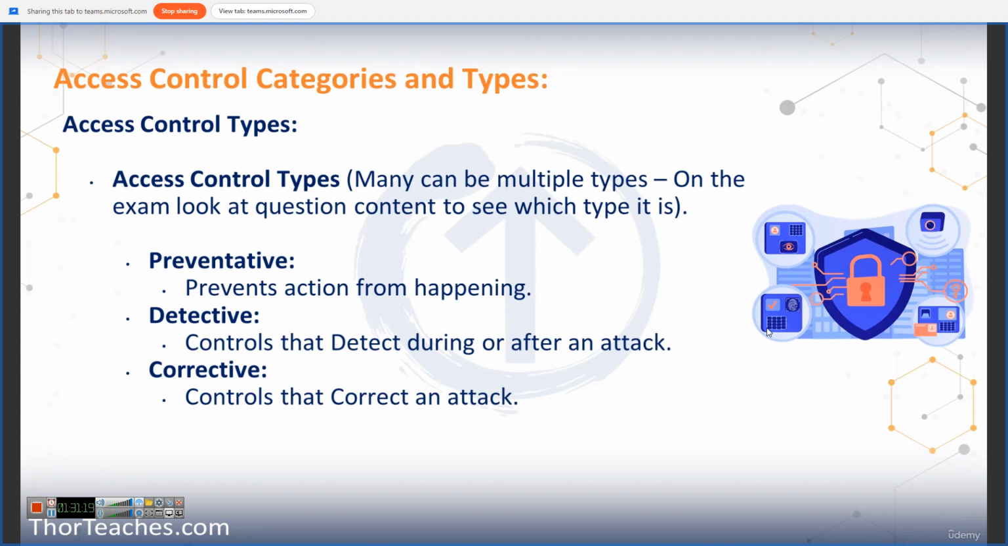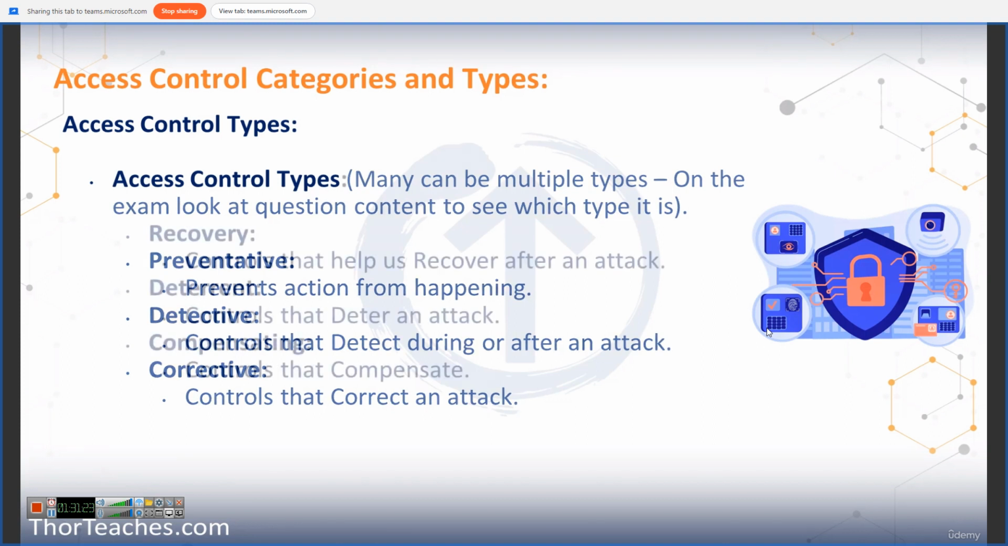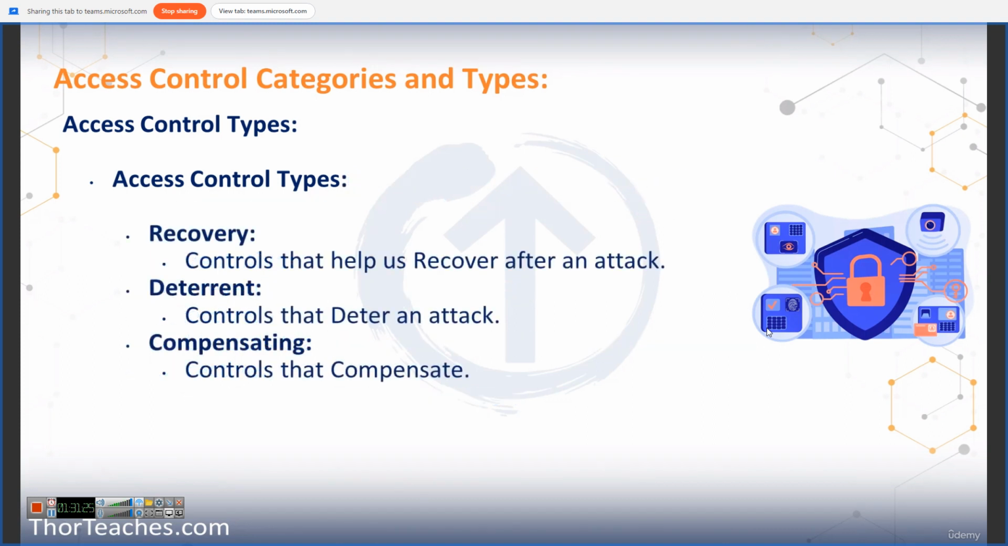Detective alerts us during or after an attack. Corrective corrects a problem. Recovery controls help us recover after an attack. A deterrent control deters an attack. And then the compensating controls are the ones we put in place where none of the others are feasible. So with that compensating control, we get the right security posture that we need, even though we can't implement the controls we would want to.